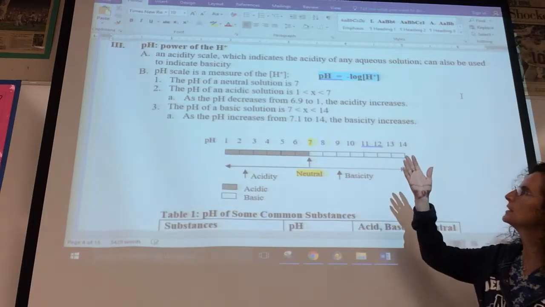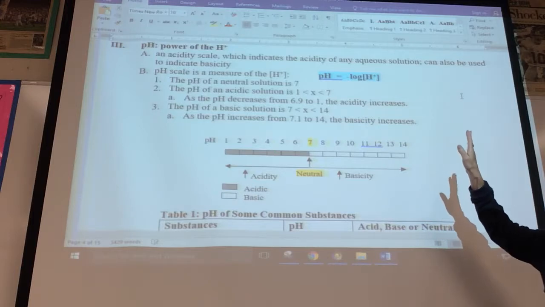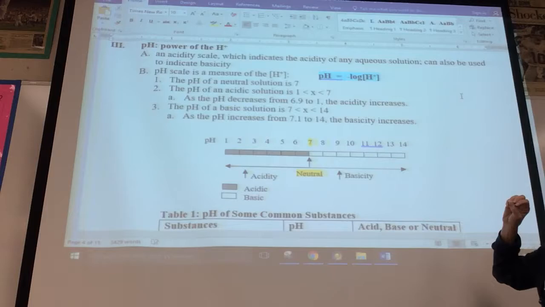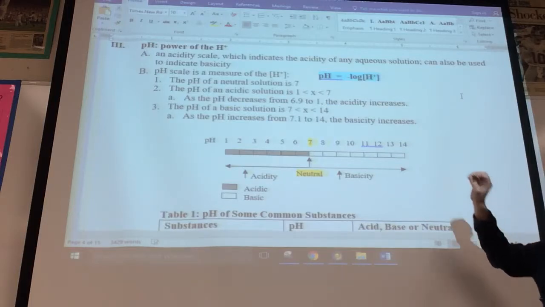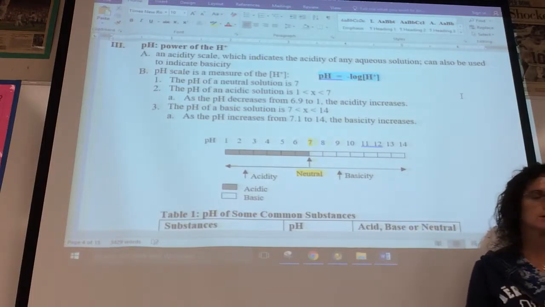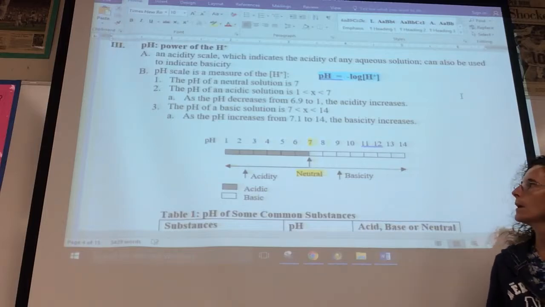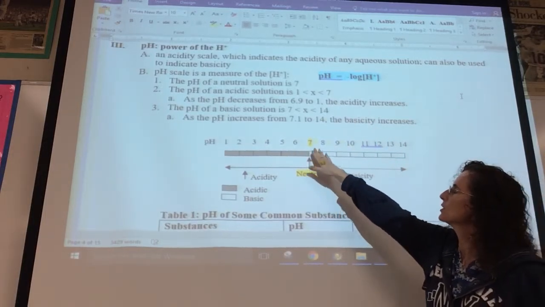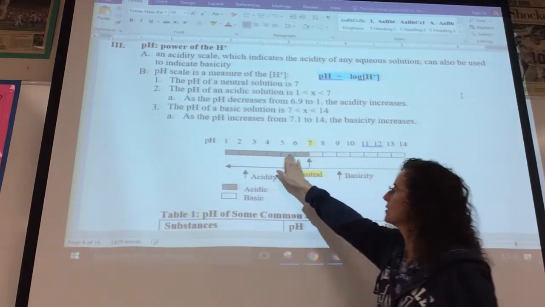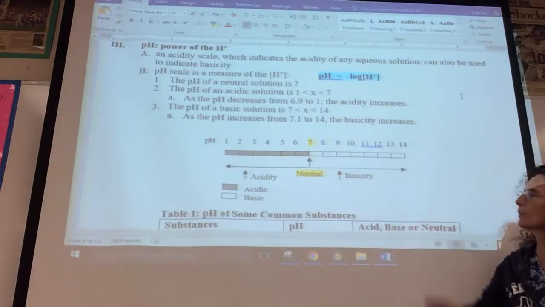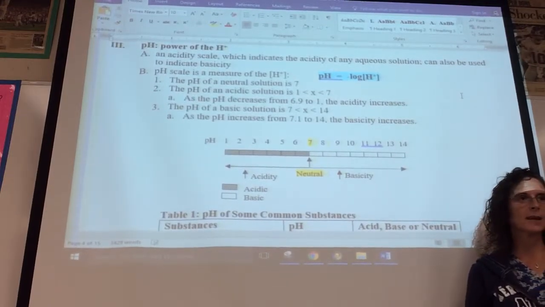So pH is an acidity scale. It's going to indicate how acidic an aqueous solution is. You can also get a feel for basicity based on the pH that the solution has. pH can be calculated as negative log of the concentration of proton. As you said just previously, the pH of a neutral solution is 7. If the pH is less than 7, the solution is acidic. If the pH is greater than 7, the solution is basic.